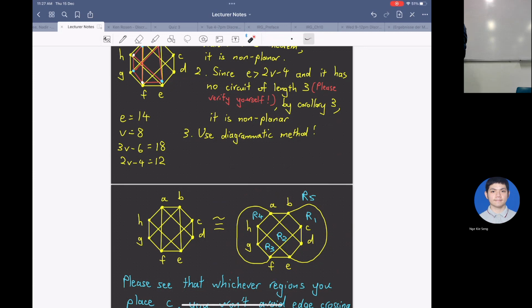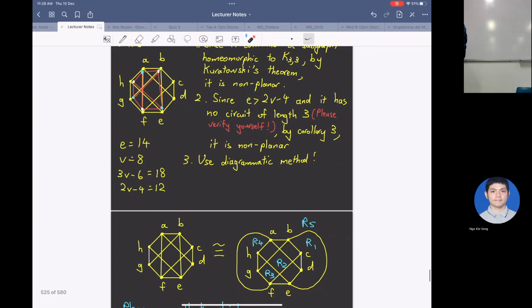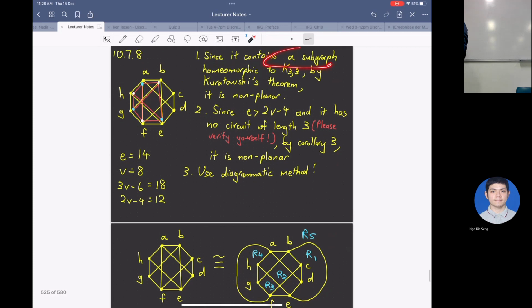This one is more problematic. If you can find a subgraph that's homeomorphic to K3,3 or K5, that's good. Or you use the corollary. If you can't remember the corollary, I think the most useful one is this one. But to use this, you need to be able to see K3,3 and K5.